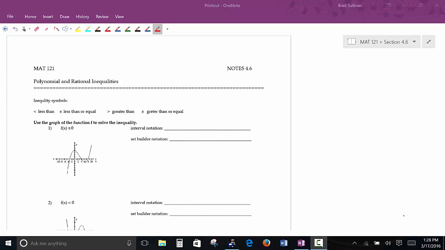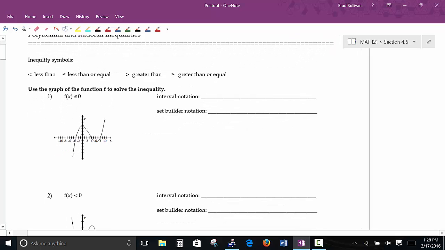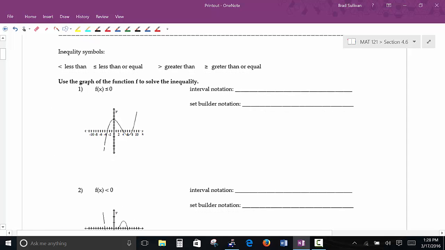4.6, we're talking about polynomial and rational inequalities, so it's a little different, but a lot of this stuff is going to be based on the basic same ideas. The first couple of things I'm going to do are real simple, just to sort of prepare you for what I'm going to teach you in a little bit with sign charts. You're going to be doing tons of sign charts.